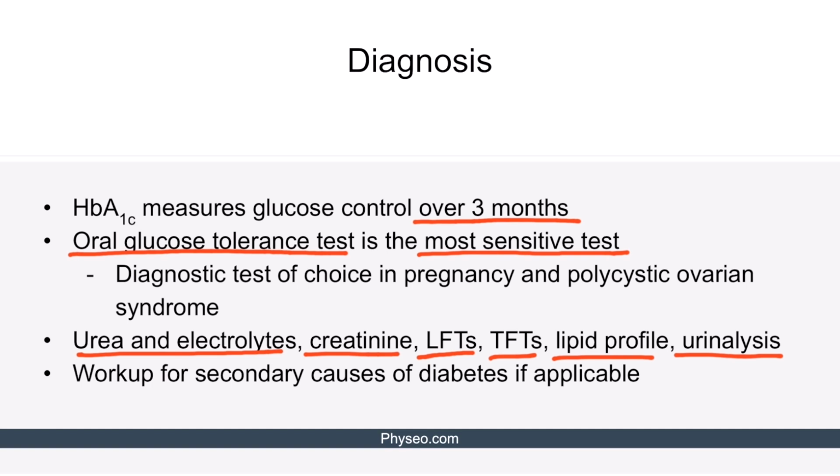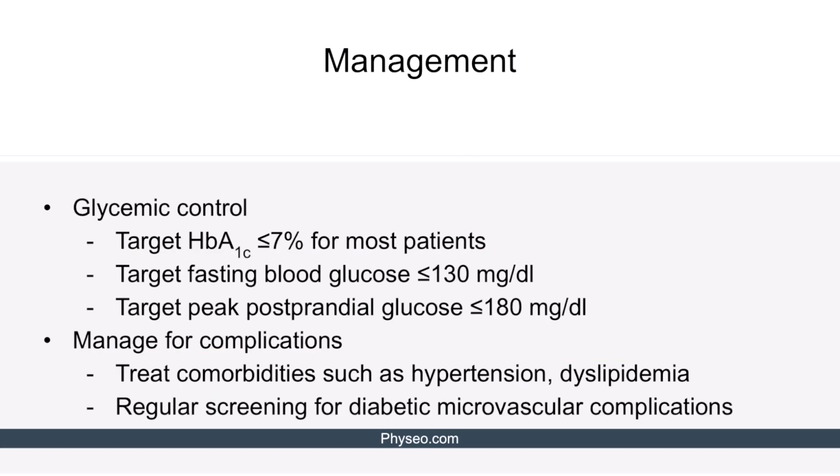Now, if signs and symptoms of a patient with diabetes suggest an underlying medical disorder, workup for secondary causes will be indicated in order to diagnose it. And this is important because treatment of the underlying disorder can actually cure the diabetes if there's not already irreversible damage done. So how do we manage a patient with diabetes?